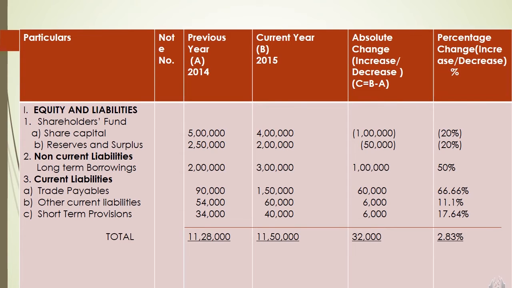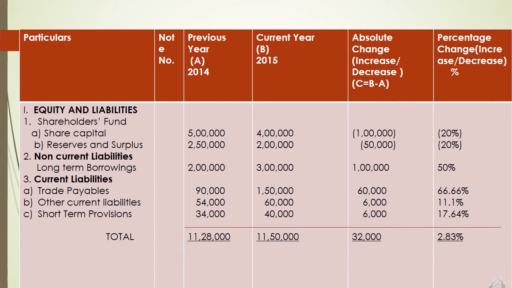Now I have solved this problem. The items shown in the balance sheet are depicted in the particulars column, and no note number was there, so that column I have put blank. And in the first amount column I have written the previous year's amounts, that is the balances of 2014. Second column I have noted the amounts of 2015, and third column I have calculated the absolute change.